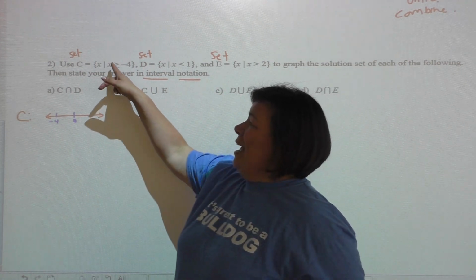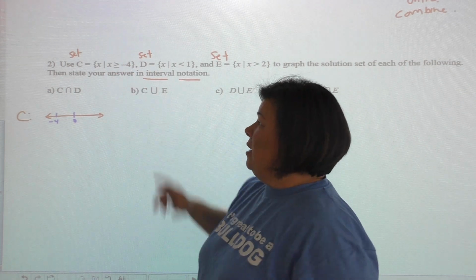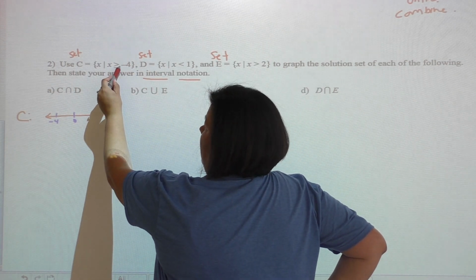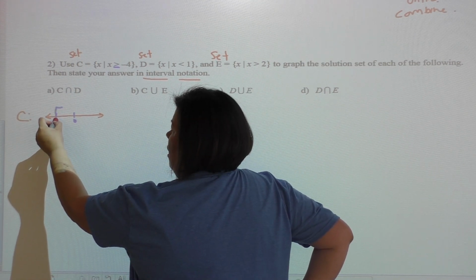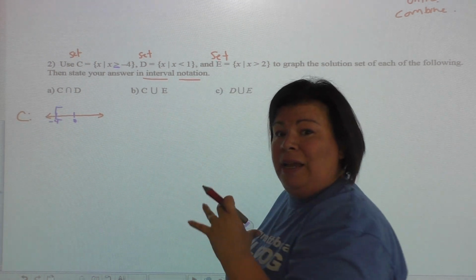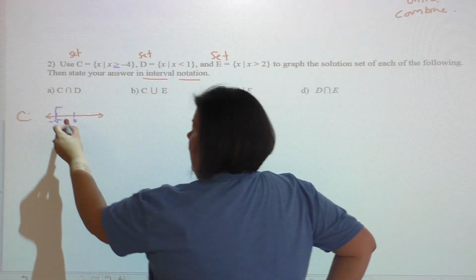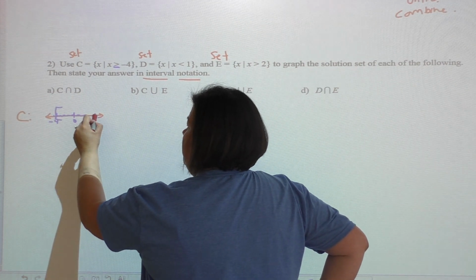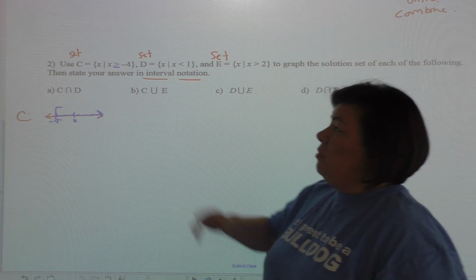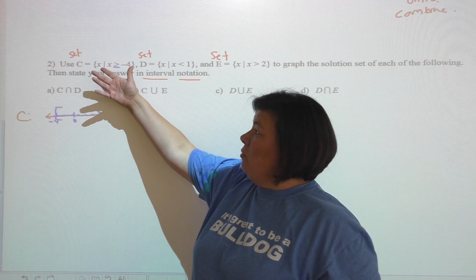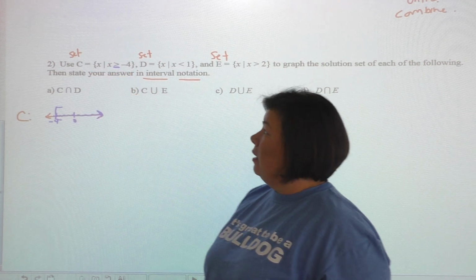So all of my x values that are greater than or equal to -4, that means -4 is part of that answer. I am going to put a bracket because I know a bracket means that it's included. And all of my values greater than that is going to be in this direction. So this is the graph to this set. That's what it looks like.